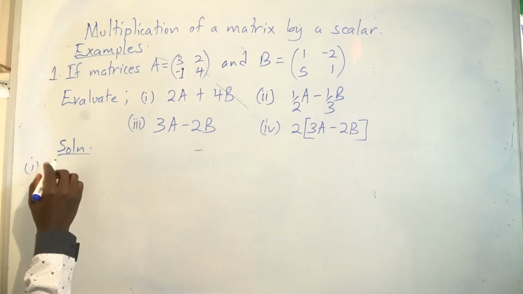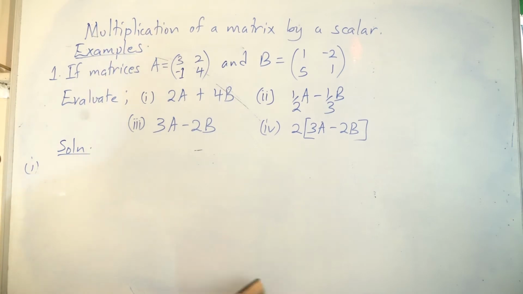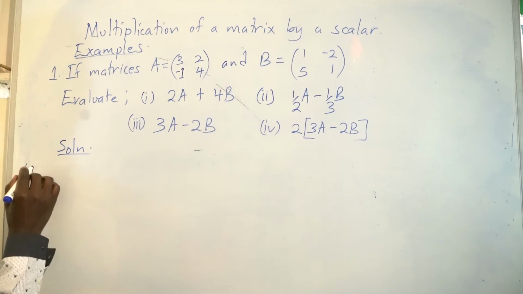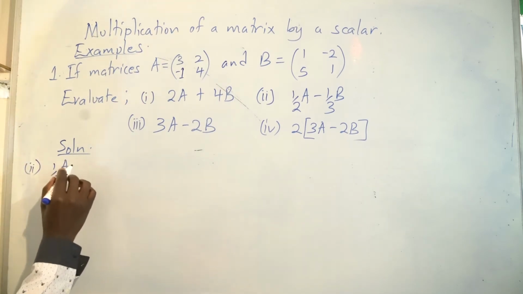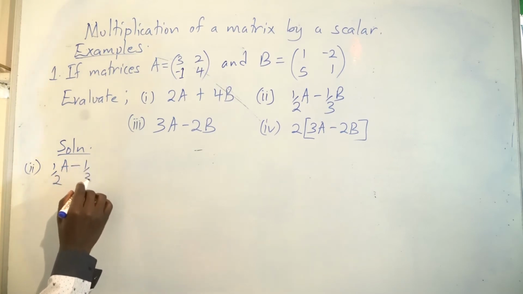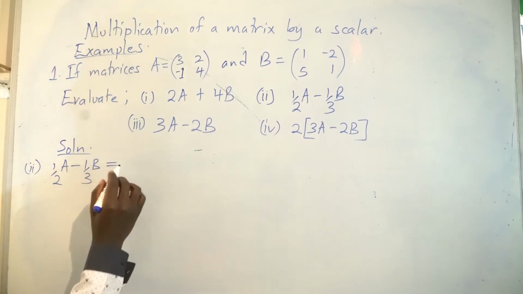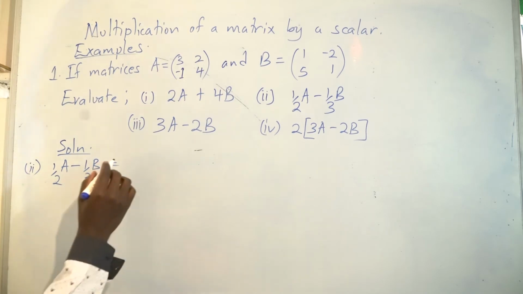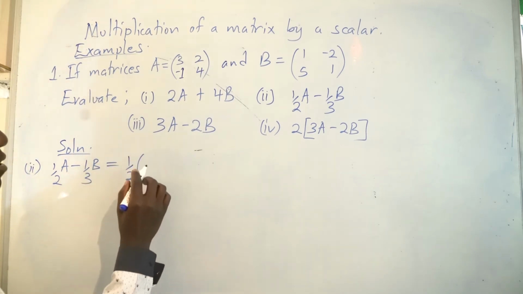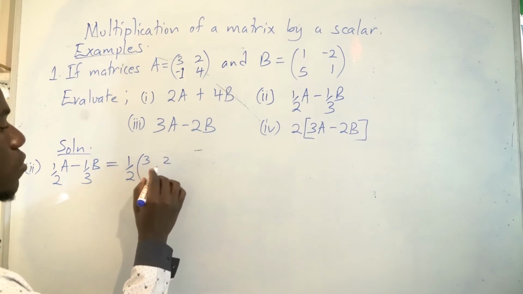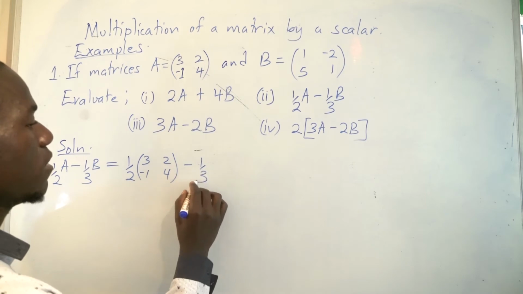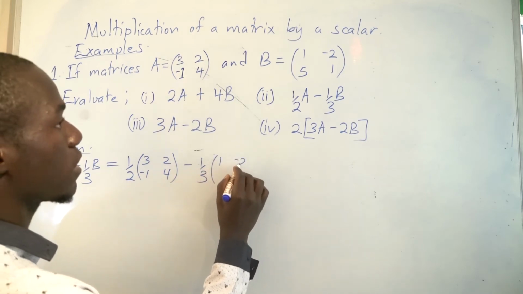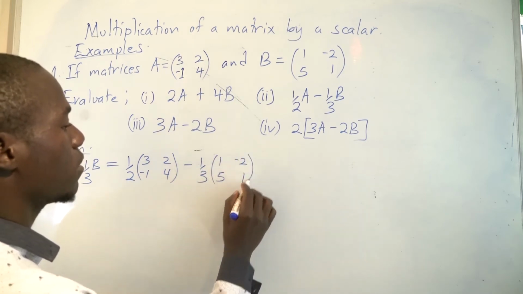Then Roman 2, this is a half matrix A, then minus a third B. So when I substitute, first of all the matrices, matrix A is 3, 2, negative 1, 4, then minus a third matrix B, which is 1, negative 2, 5, 1.